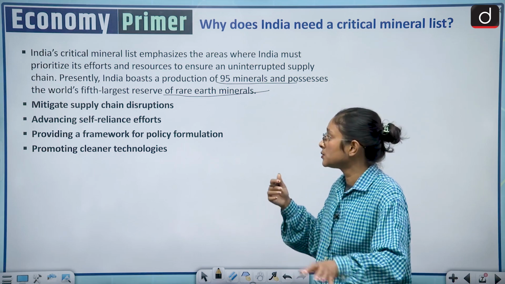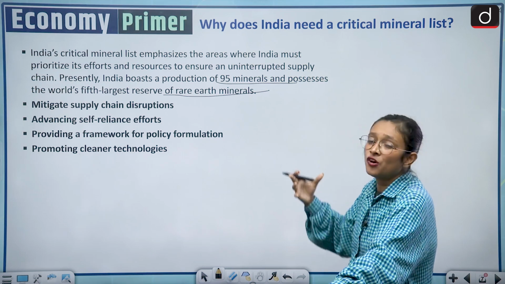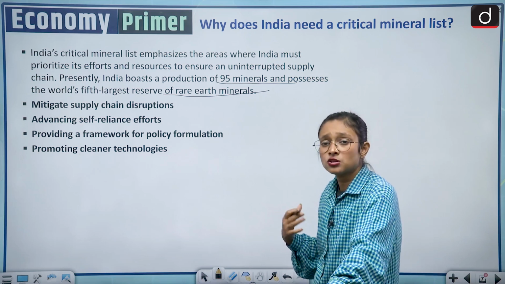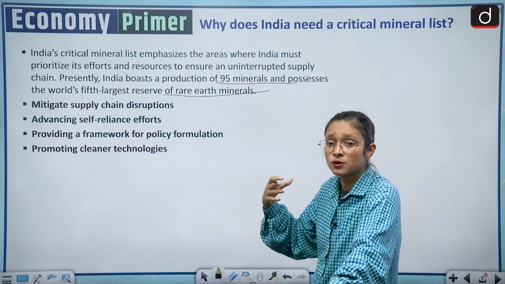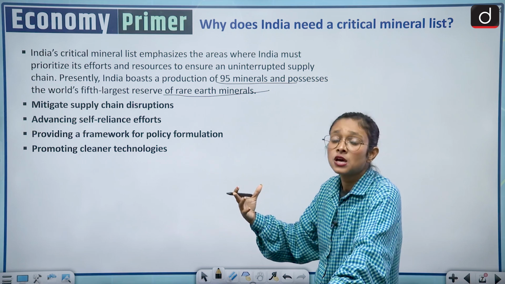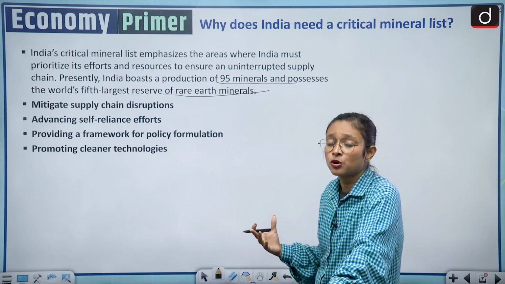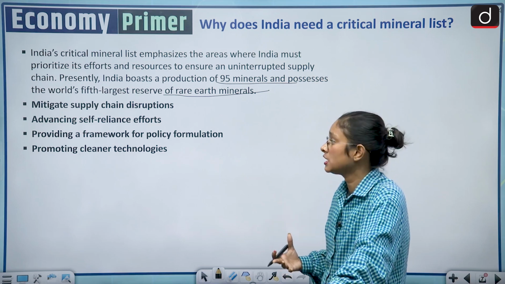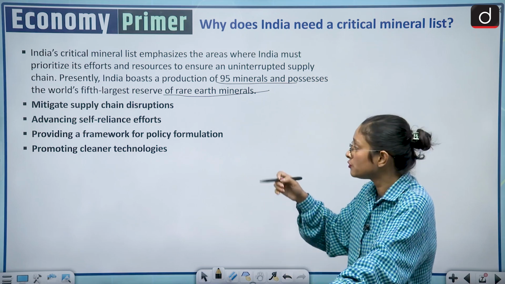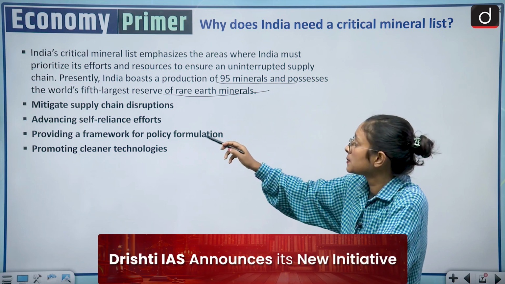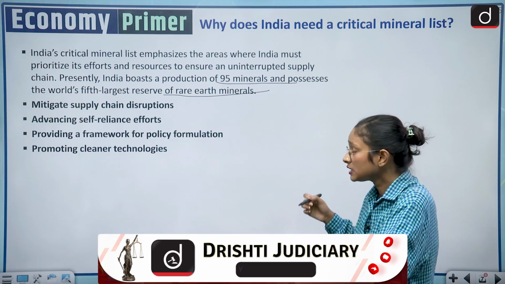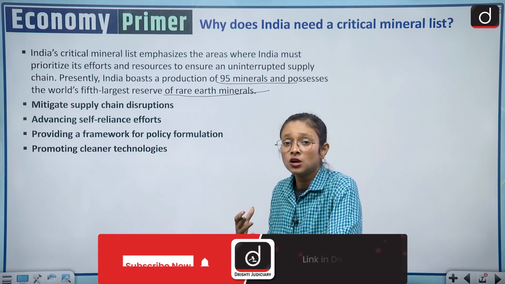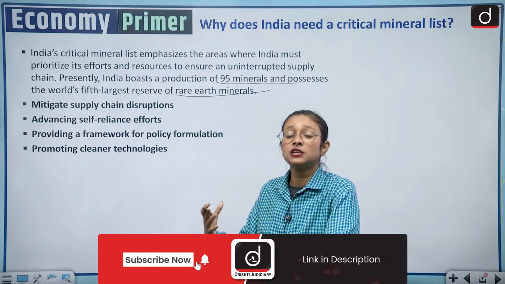And why are there problems in identifying the critical mineral list? So we have lots of problems. We have some technological problems, we also have political problems, and so many administrative problems. Because of that, all these critical minerals are becoming so vulnerable. And how are they vulnerable? So the first thing is to mitigate supply chain disruption. In this manner, we have to identify how to decrease the vulnerability of the critical minerals.